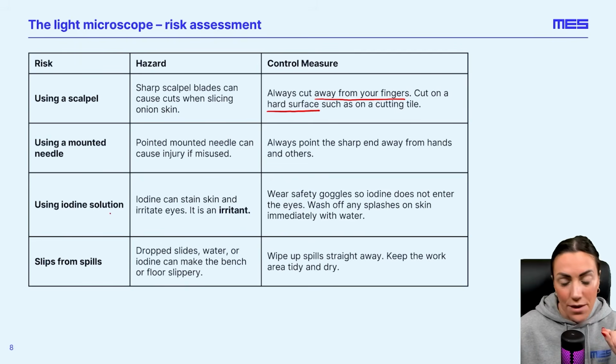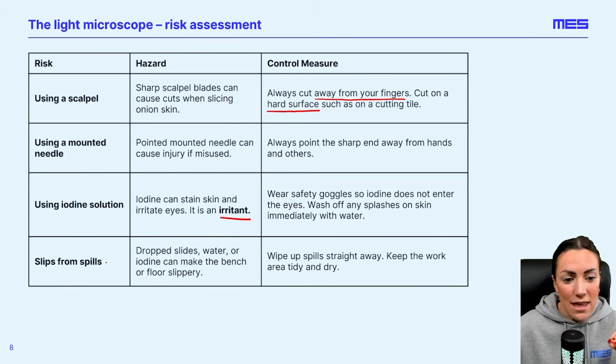The iodine solution, now iodine solution is an irritant. I've put that in bold because that's a really good word to use. It's an irritant. It can irritate your skin. It can irritate your eyes. So for this one, we can say wear safety goggles, but to make sure it's specific, we say so iodine does not enter the eyes because it's an irritant. And if you do spill any iodine on your skin or even just on your desk, you should wash it with water immediately to dilute that iodine, or put water onto the spill on the desk and then clean it up with paper towels so that no one else touches the iodine.